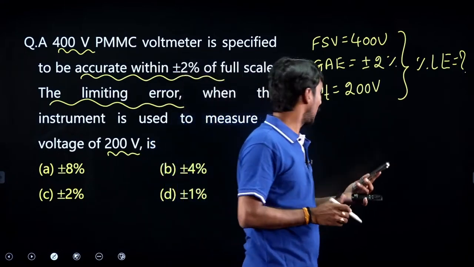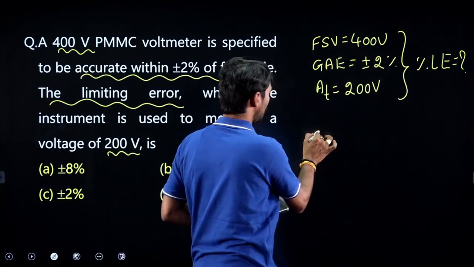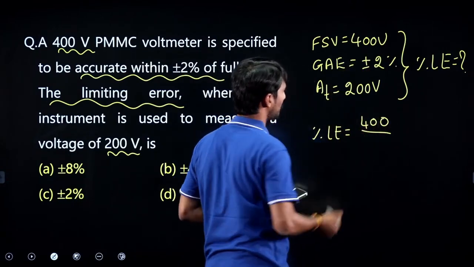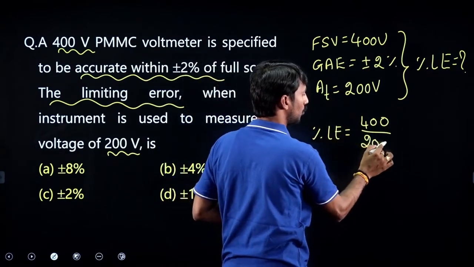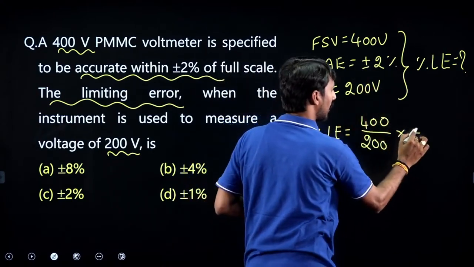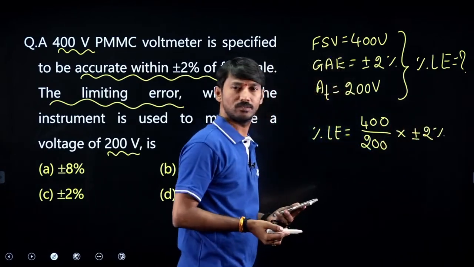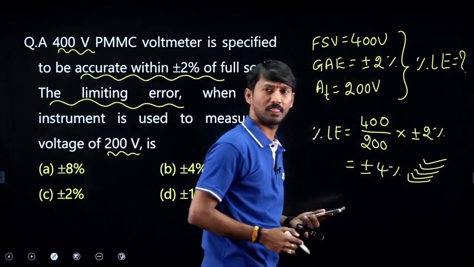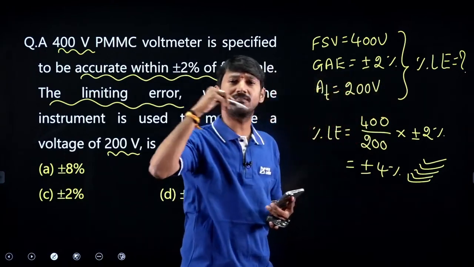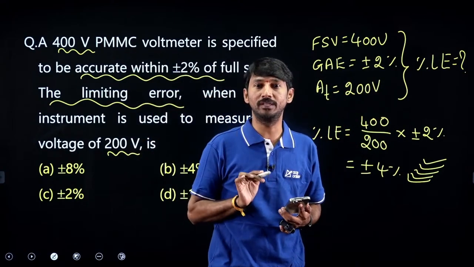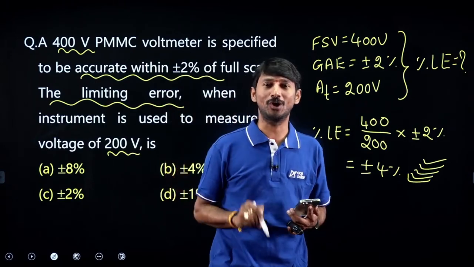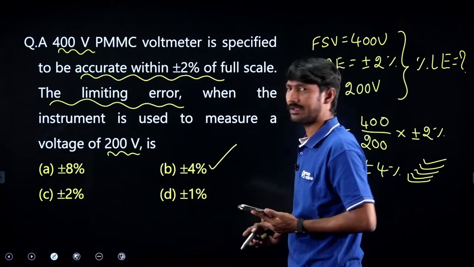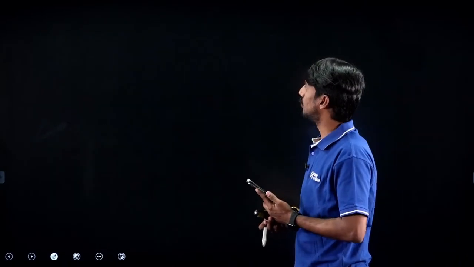Prem Sagar gave the answer, option B. Very good. Very simple. Percentage limiting error equals full scale value 400 by true value 200 into guaranteed accuracy error plus or minus 2%. So the answer will be plus or minus 4%. This formula based question is very, very common in competitive examinations, the RRB JE diploma level. Anita and Sagar gave option B. Correct. Now, let us take one more question.